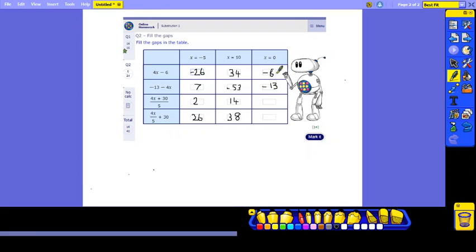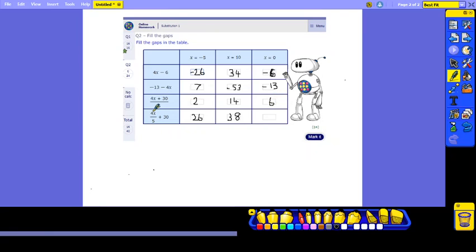What number was this? Was that meant to be a 6? Yeah, that's meant to be a 6. Sorry about that. Looks like an 8. Let's try again. Okay, then I've got over here, if x is 0, that's 4 lots of 0 is 0. 0 add 30 is 30. So I've got positive 30 divided by 5. 30 divided by 5 is 6.